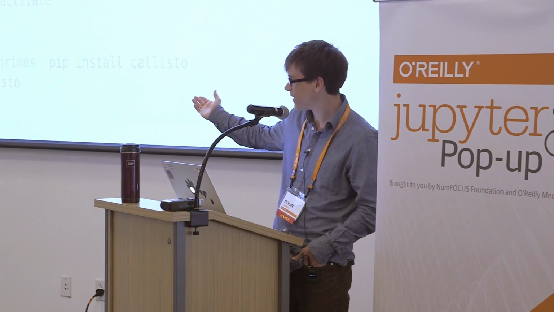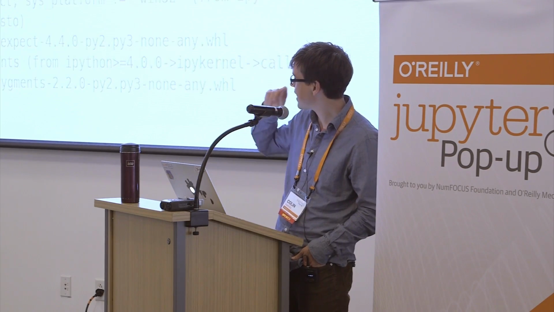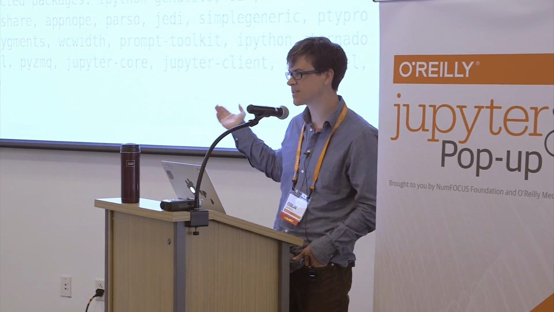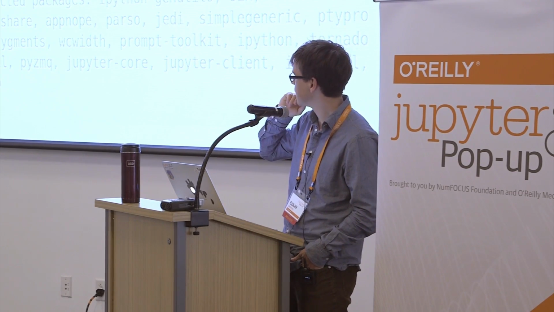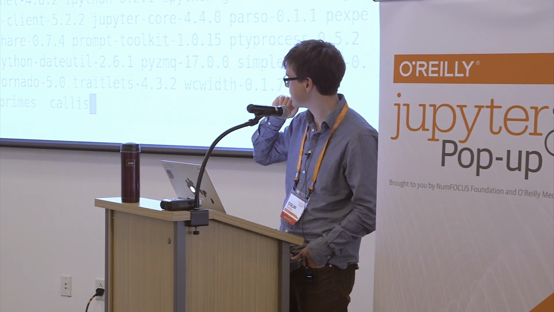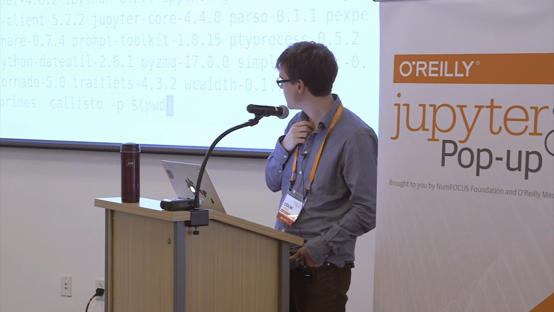So I activate the environment with va. I pip install Callisto. It installs a lot of things because it does need to install Jupyter to make sure that you can run this Jupyter kernel. And that has a lot of requirements. Then I just run this Callisto -p pwd.